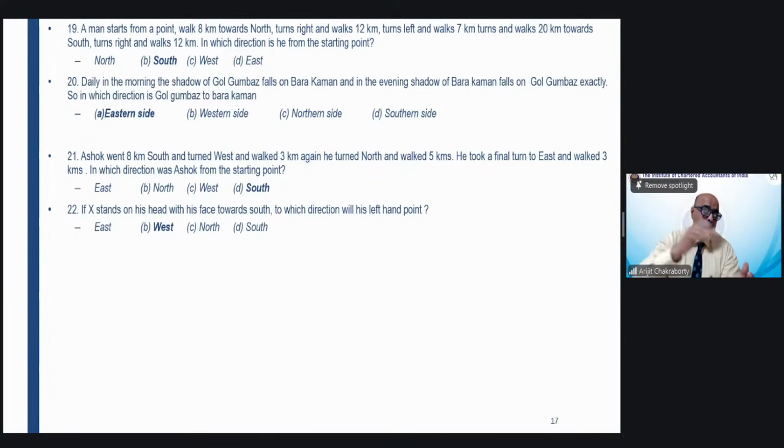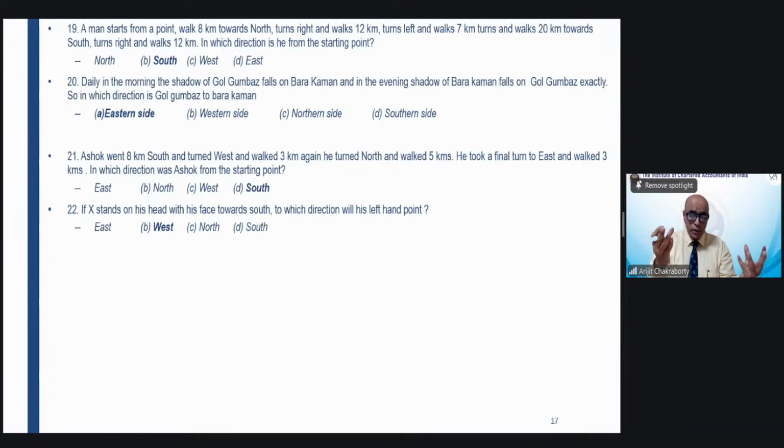Okay. And in the evening the sun is now on the western side. वेस्टर्न साइड से अभी क्या हो रहा है? In the evening the shadow of Bada Kaman falls on Gol Gumbaz. That means when the sun is on the western side, यानी आपका लेफ्ट साइड, तब बड़ा कमान का शैडो इज फॉलिंग ऑन गोल गुंबज. That means what? That means from your orientation, where you are sitting, Bada Kaman is on the left, Gol Gumbaz is on the right.